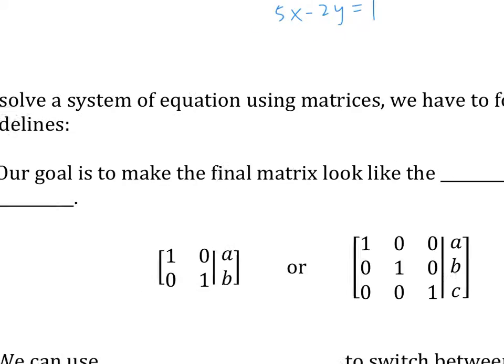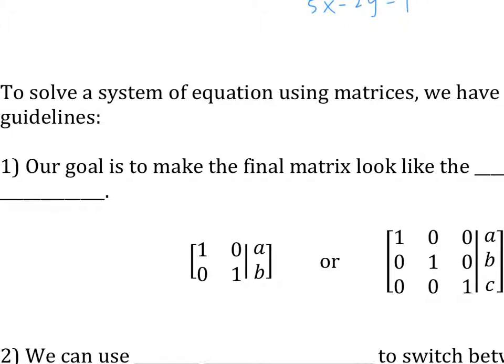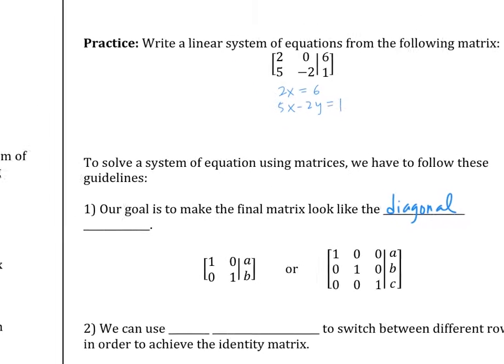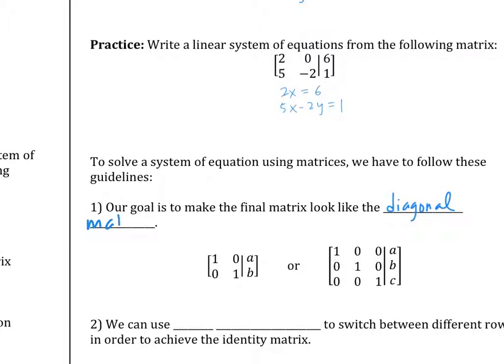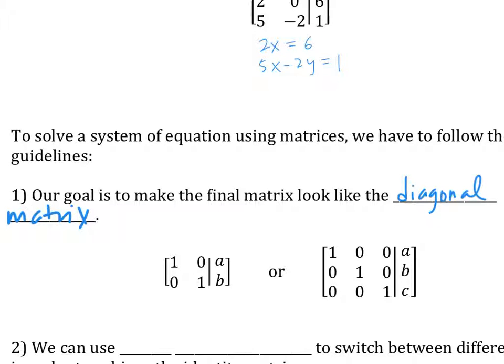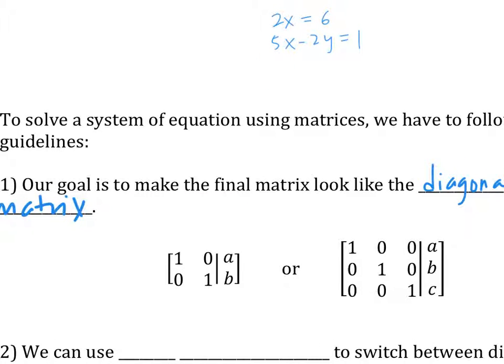Okay, so when we are using row operations to solve, our goal is to make the final matrix look like the diagonal matrix or the identity matrix. Okay, so the diagonal matrix is what we want. I don't know if you can read my writing, diagonal matrix.